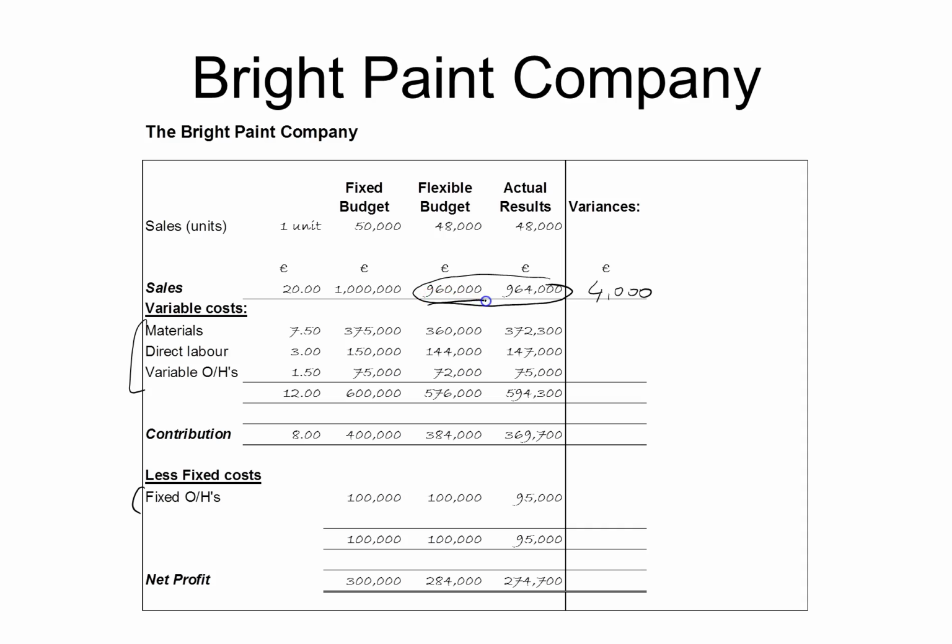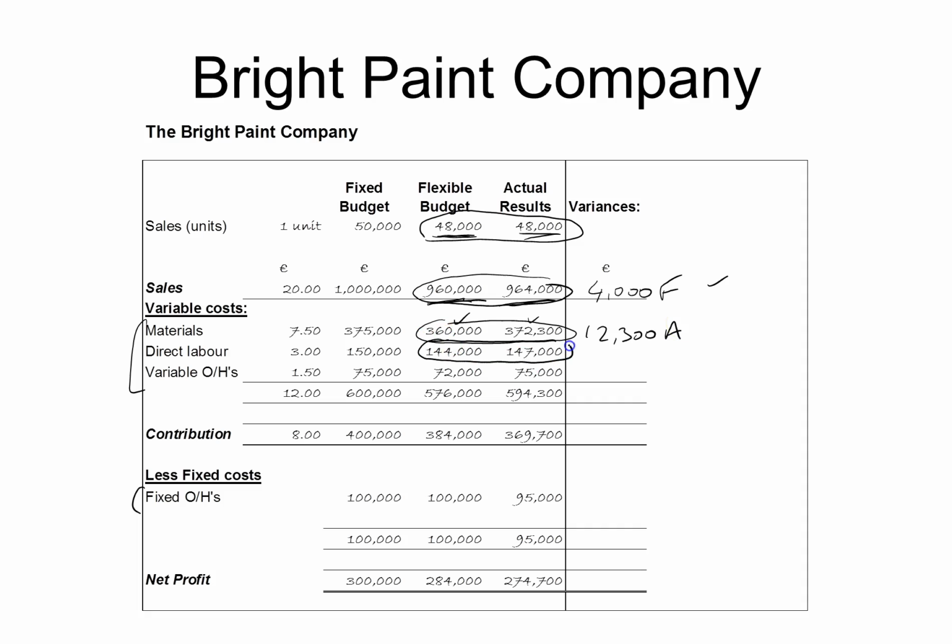Now all things being equal, we would have expected the sales revenue to be 960,000. It in fact was higher, it was 964,000, so that is good. Given the fact that the sales units fell, we've actually done a little bit better than we anticipated. Here we can see that given the fact that 48,000 units were made, the material cost should have been 360,000, in fact it was 372,300, so that's a difference of 12,300. We have a cost that is increased, so that is an adverse variance.